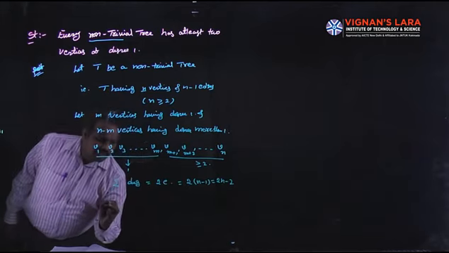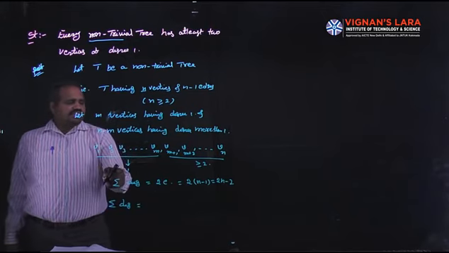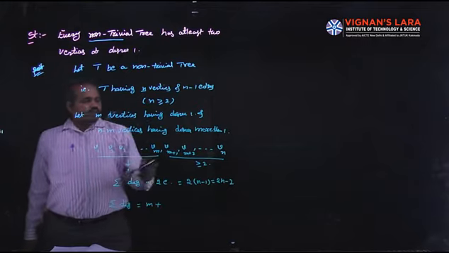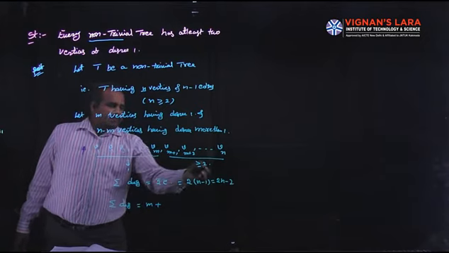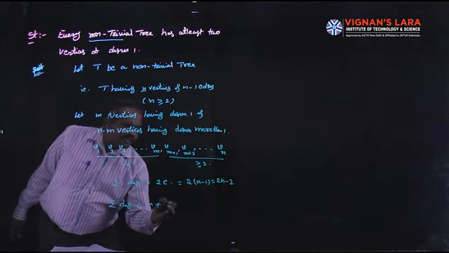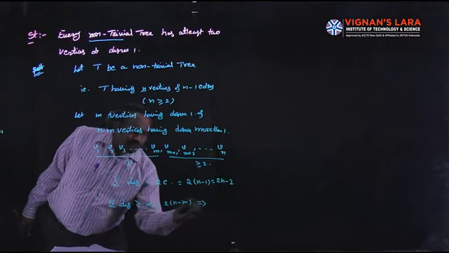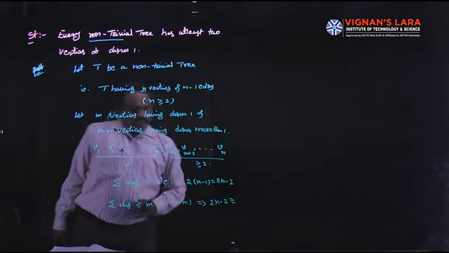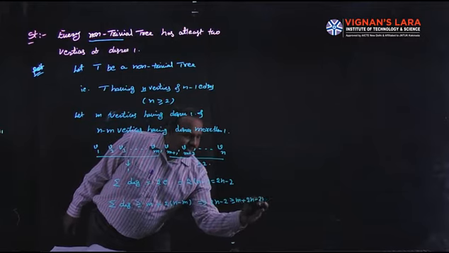Coming to the other one, the sum of the degrees. Now I am calculating the sum of the degrees. How many vertices having degree 1? m vertices. So 1 into m plus the remaining vertices. What are the remaining vertices? n minus m. So n minus m vertices having degree greater than or equal to 2. So this is greater than or equal to 2 into n minus m. That implies the sum of the degrees is 2n minus 2, greater than or equal to m plus 2n minus 2m.